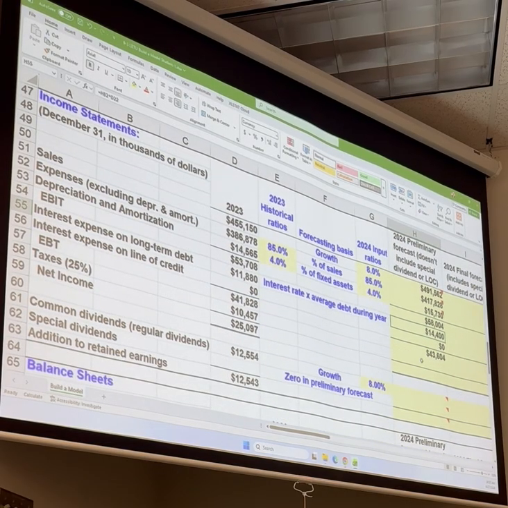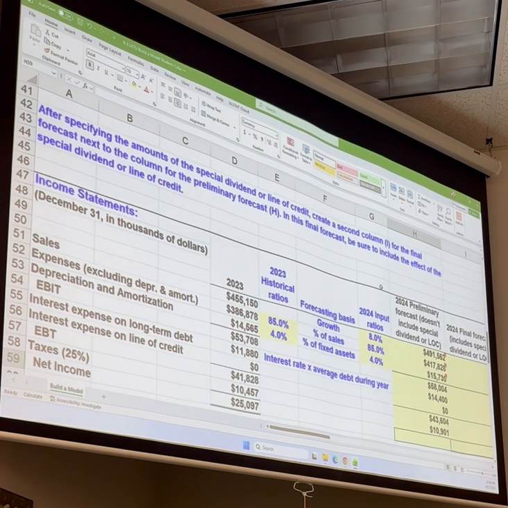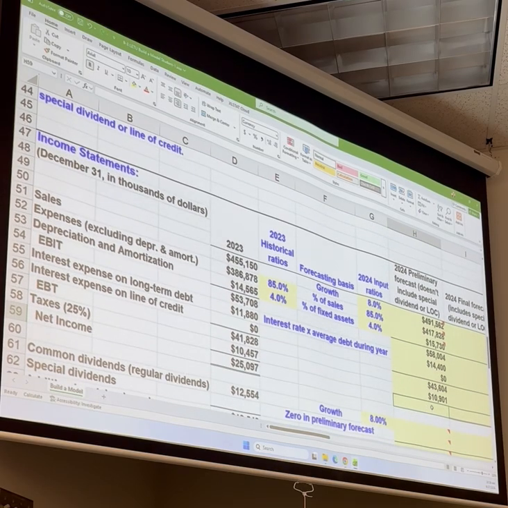All right, so our taxes are going to be equal to our earnings before taxes times our tax rate, which we have to go back up to the top and get, 25%. By the way, why 25%? What's the corporate tax rate? Okay, so we've got our taxes. So we take our EBT minus our taxes, and that gives us our net income.